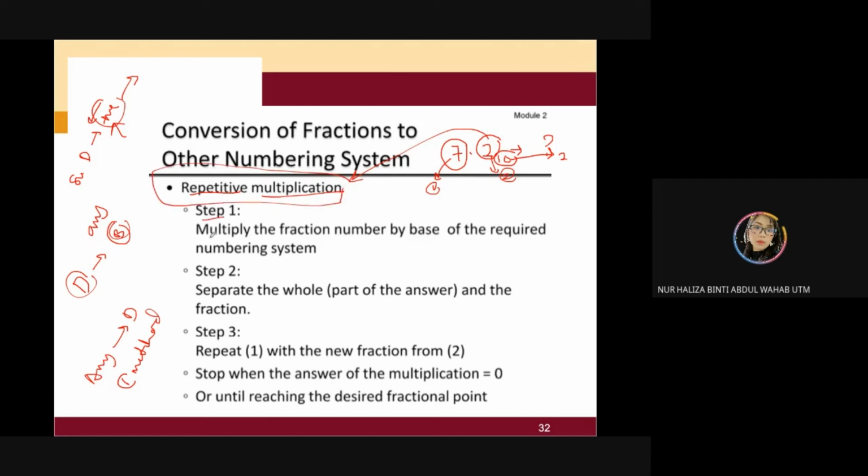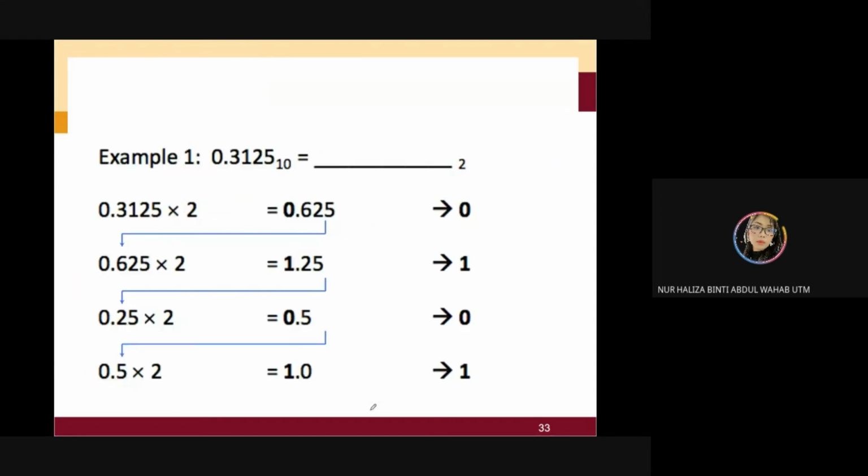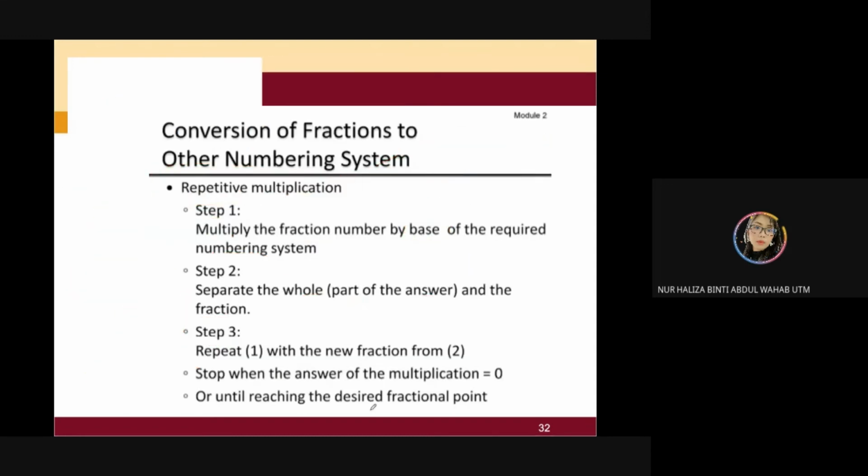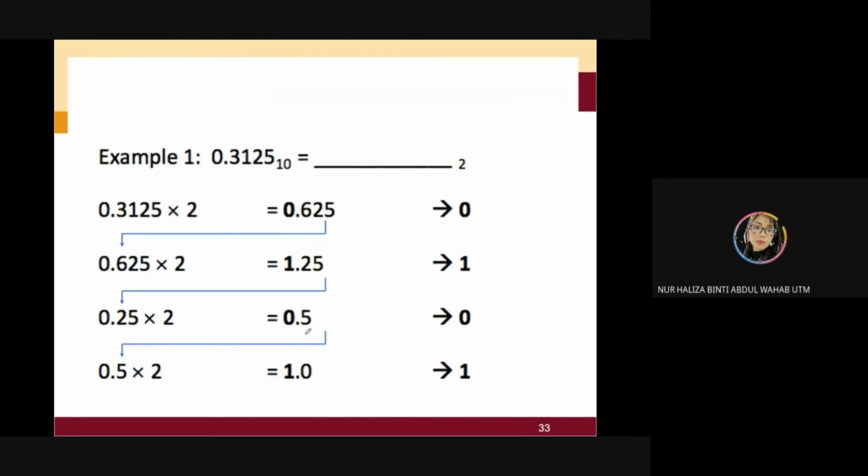First you're going to multiply the fraction number by the base of the required numbering system, and then separate the whole part of the answer and the fraction. And lastly, repeat step 1 with the new fraction. Stop when the multiplication answer is 0 or until you reach the desired fraction point. Okay. All of this, what is the meaning? As mentioned, I'm not the type to read the sentences. I would rather see the example directly and apply it.